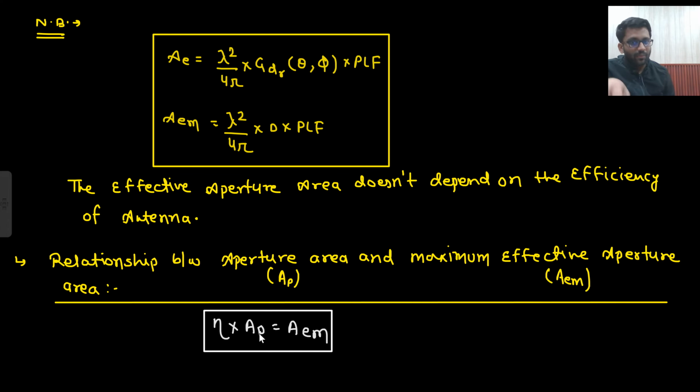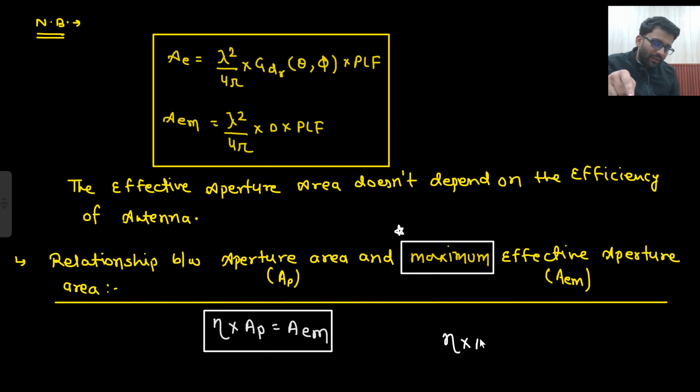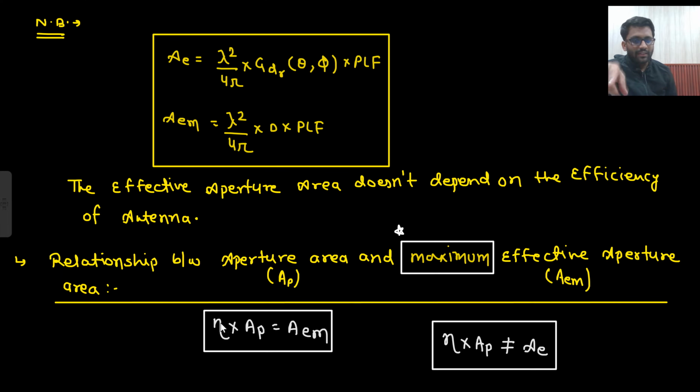Efficiency into aperture area is equal to maximum effective aperture area. Mark this point, very important. This formula would be wrong: eta into AP is not equal to effective aperture area. No, this formula is wrong. What is the correct formula? Efficiency into aperture area is equal to maximum effective aperture area.